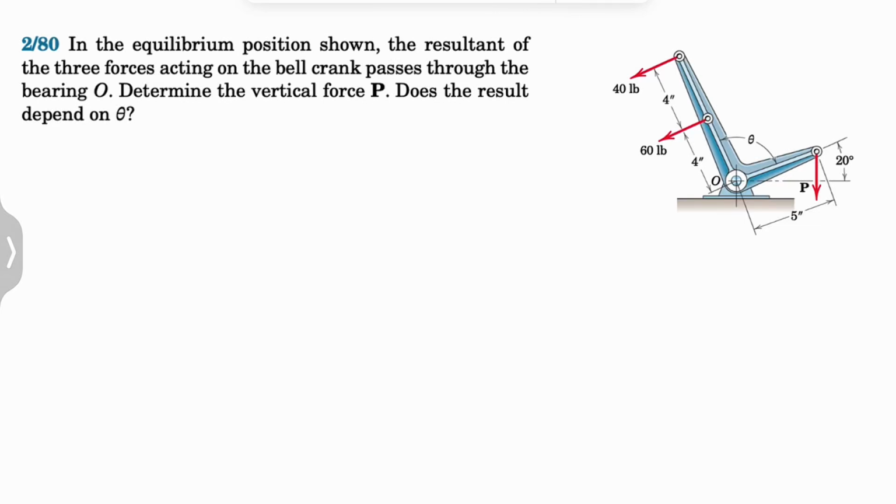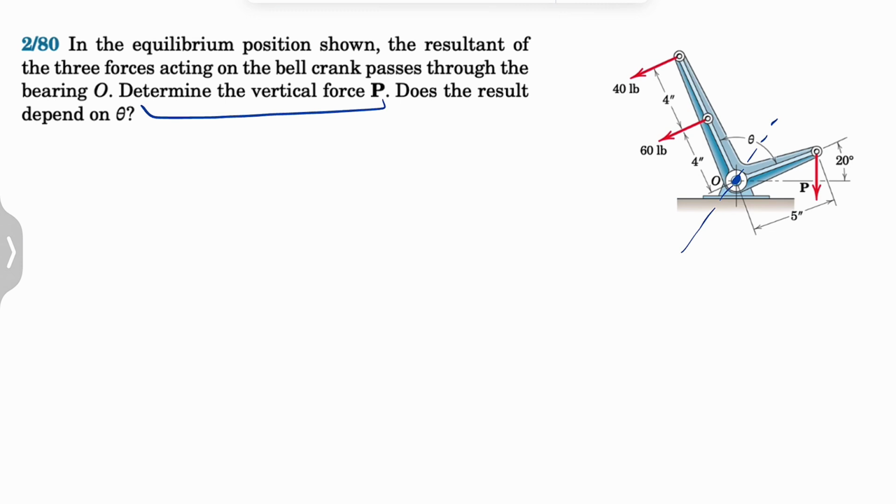Okay, welcome back, guys. We have another question from the second chapter of Engineering Mechanics: Statics by Meriam. In the equilibrium position shown, the resultant of the three forces acting on the bell crank passes through the bearing O. So basically, these three forces can be replaced with one force whose line of action is going to pass through this point O. And we need to determine the vertical force P first.